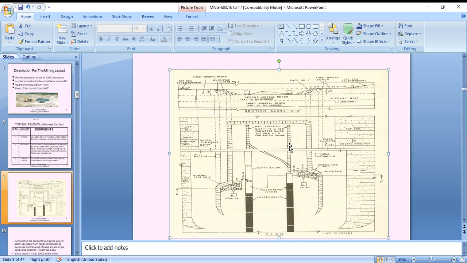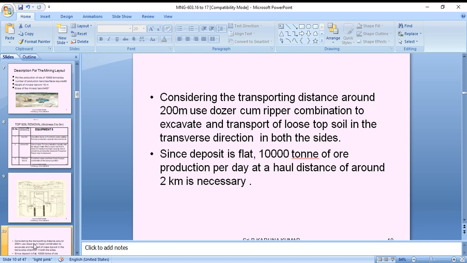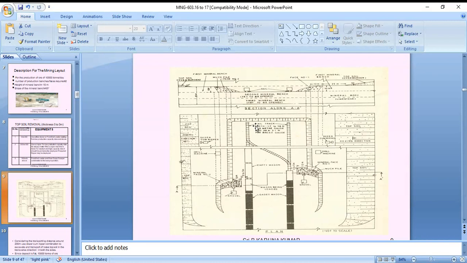Right, then next I go to the next slide. Considering the transportation distance of around 200 meters, use a dozer cum ripper combination to excavate and transport the loose topsoil in the traverse direction on both sides. So that is easy to understand here. Over here I am showing one dozer and a scraper dumper. They will be removing topsoil from here to here. Here to here, there is around 200 meters.